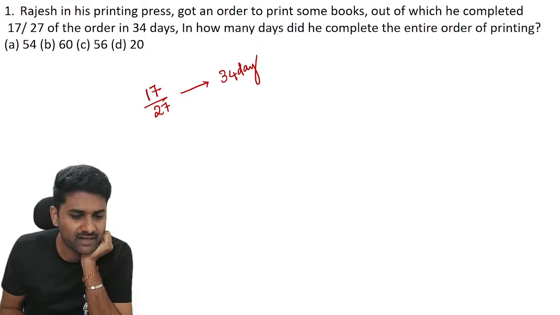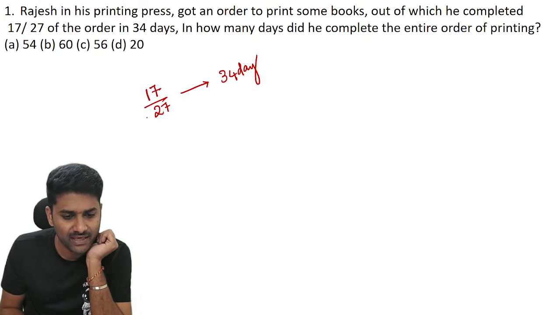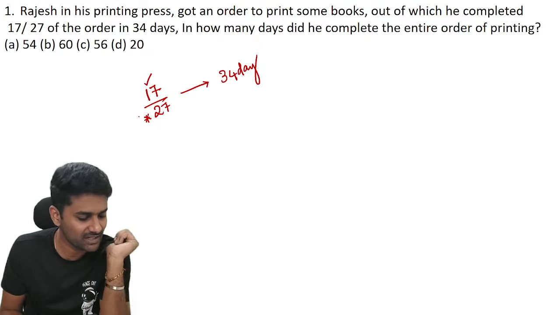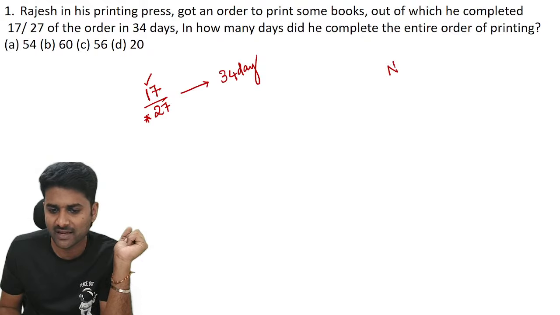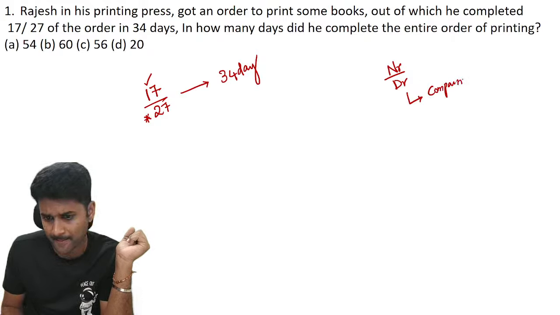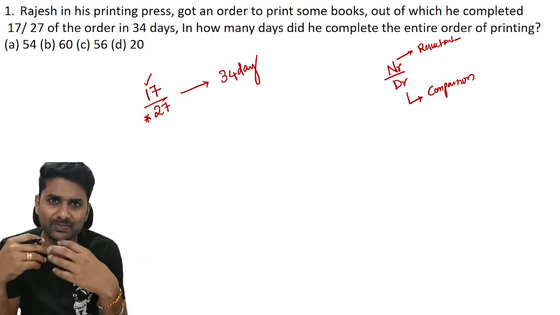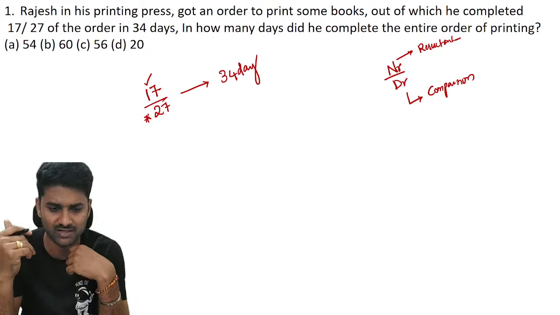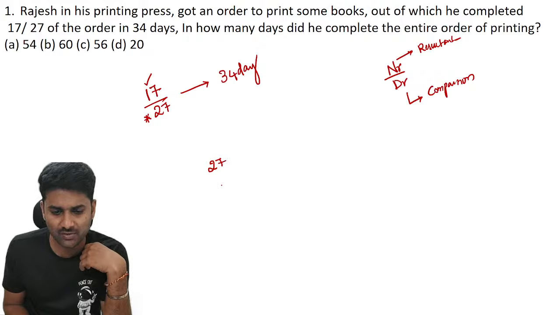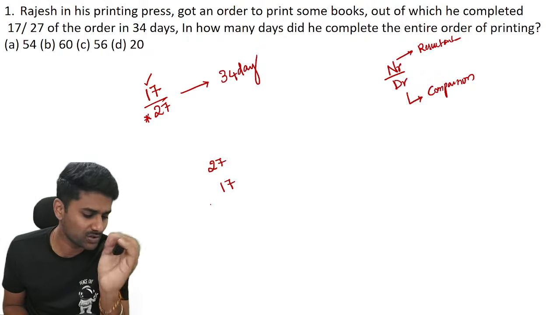Now see, 17 by 27 means if 27 is the total units, out of 27 he completed 17 units. That is the meaning of fraction. In any fraction, understand that the denominator is all about the comparison and the numerator is all about the resultant. If you understand the fraction concept, you can solve any questions in percentage, profit and loss, or simple interest. So 17 by 27 means if the total is 27 units, that person has completed only 17 units.